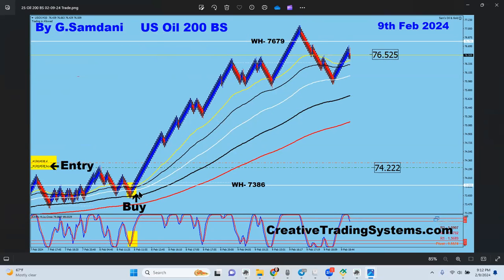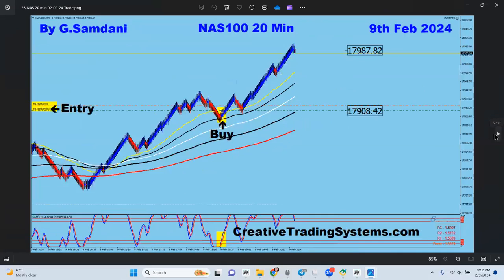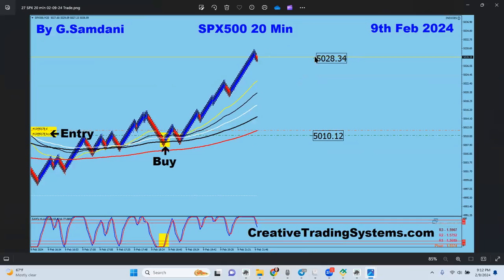The first trade in the whole week, oil trade, buy order is there, and all the way to 76.79. And one more is NASDAQ, beautiful entry by the EA here from 17,908 to 17,987. Right, so these are, well, I have S&P again, one more, right? A lot of trades this week.